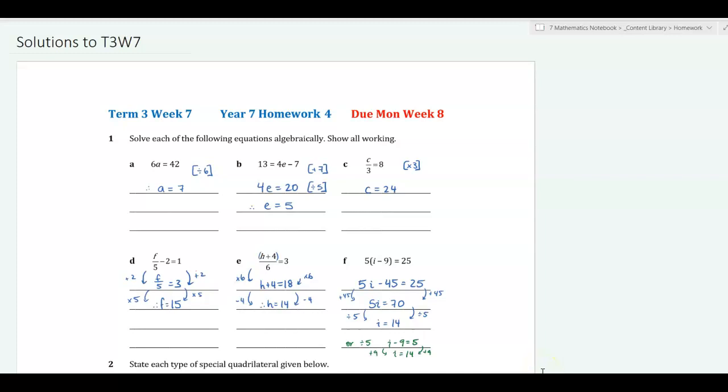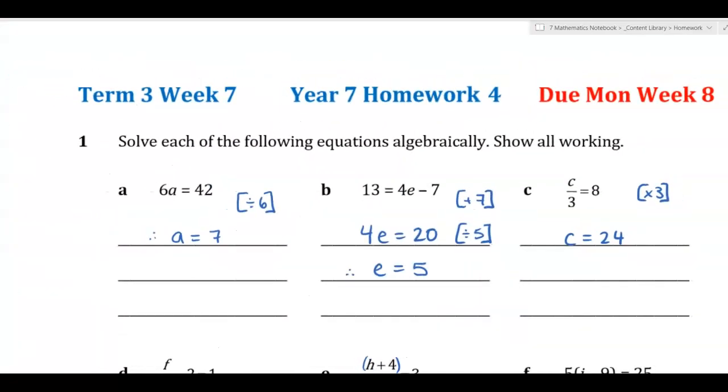Right, so question 1 was simple solving equations. The first one, there's multiplication in there, so to undo that, you have to do division. 1 point for a equals 7, actually 2 points, 1 point for also showing me how you did it. So 1 for divide by 6, 1 for a equals 7, yeah.